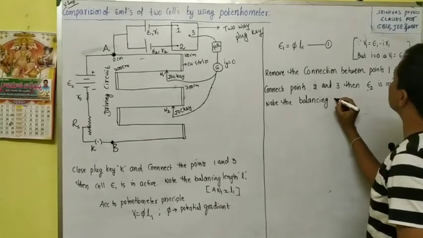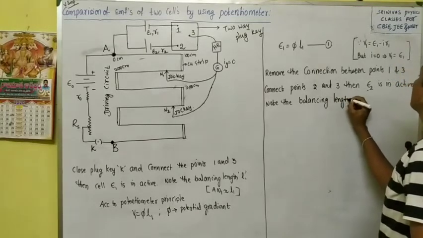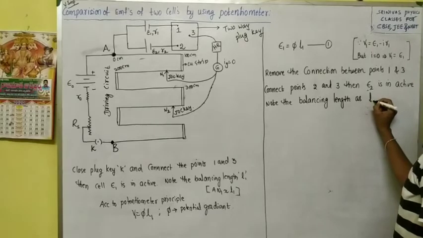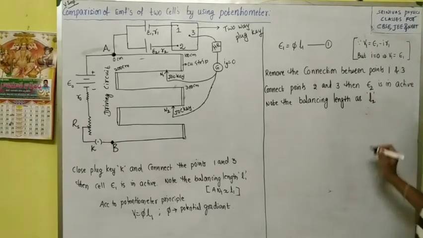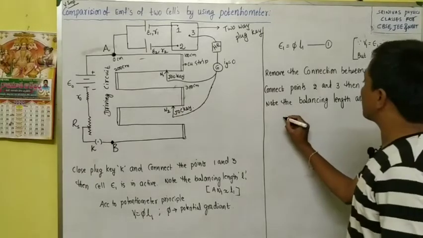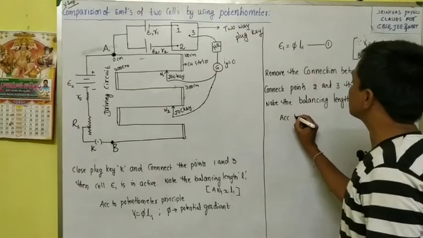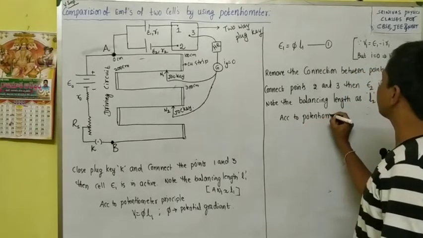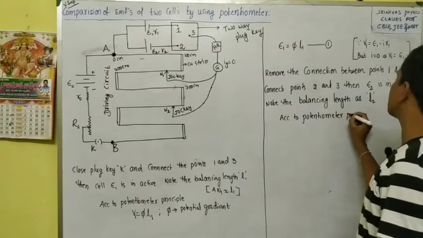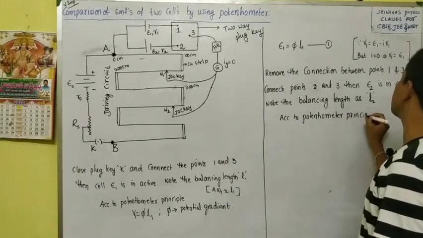Note the balancing length as L2. Okay. Now again we have to write according to the potentiometer principle. What do we write? According to the potentiometer principle.